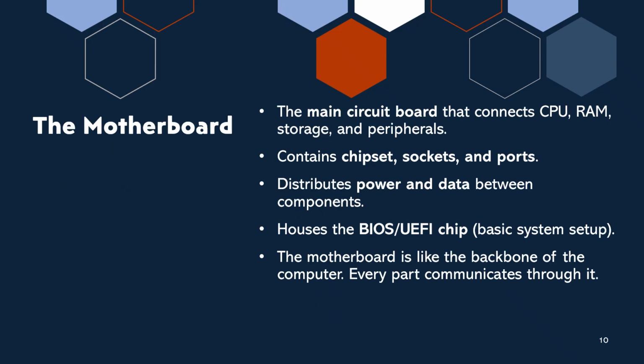The motherboard is the main circuit board that connects the CPU, RAM, storage and peripheral devices. It contains the chipset, sockets, and ports, and distributes power and data between components by using electrical wires. Electrical wires are pathways, which are known as buses.